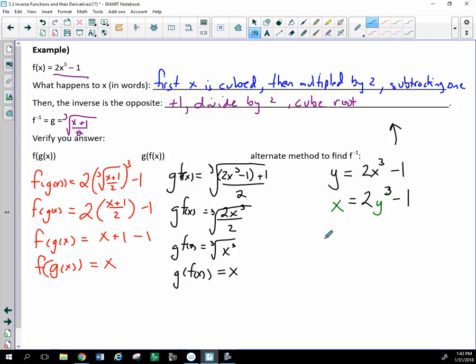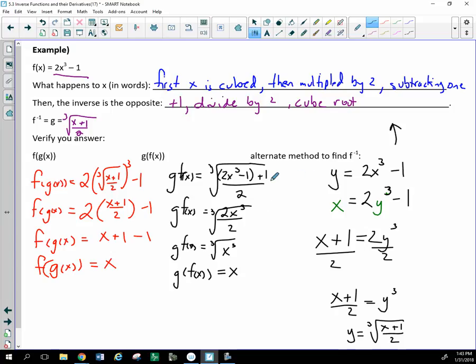We would add the 1, so it would be x plus 1 equals 2y cubed, divide by 2, x plus 1 divided by 2 equals y cubed. And so then y, if we take the cube root of this thing, we get the cube root of x plus 1 all over 2. So those are the different ways of going about finding inverses and proving that the inverses are actual inverses of one another.